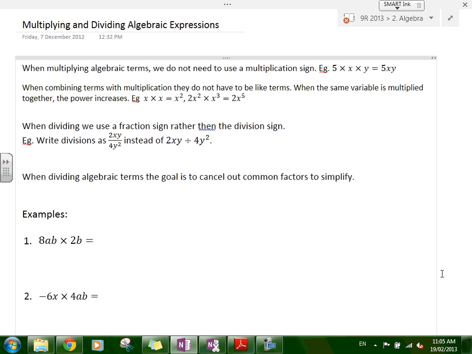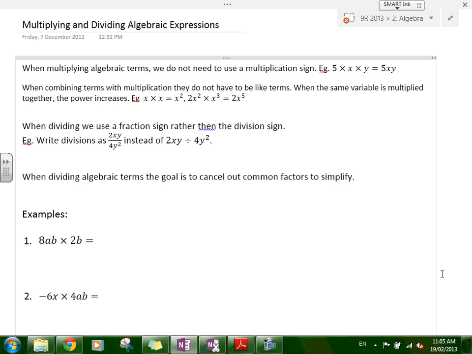When we write something over something, so 2xy over 4y squared, this is much easier to look at and then cancel out common factors, so that we can simplify what's happening. When dividing algebraic terms, the goal is to cancel out common factors so you can write it as simply as possible, either as a single term or as an algebraic fraction, which has different numerals and variables. That's in a nutshell what we're talking about. Any questions so far?